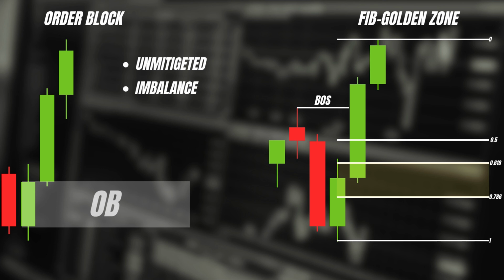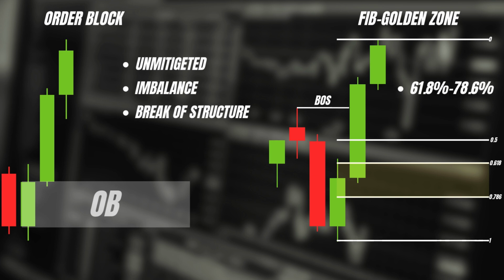An imbalance is seen as the gap between the wicks of the first and third candle. Lastly, it must lead to a break of structure, which signals that the overall market momentum is still in that direction, making it safe to look for further trading opportunities. On the other hand, a Fibonacci Golden Zone is described differently by other traders, but from my trading experience, the Golden Zone is the area between the 61.8% and 78.6% levels.